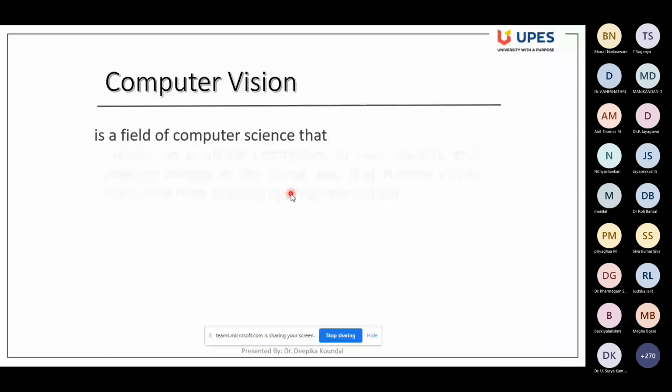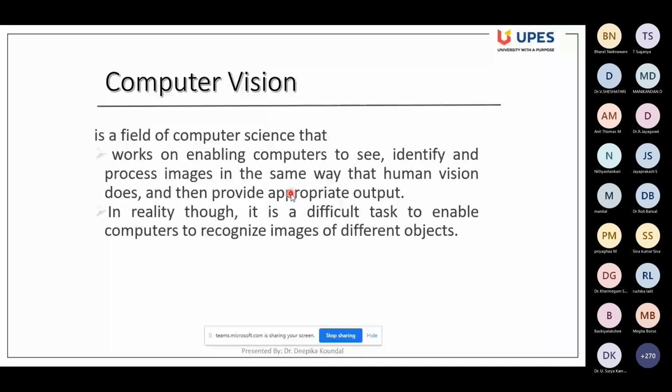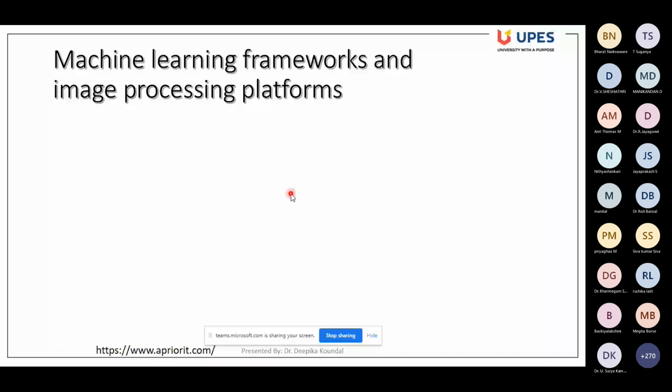So here computer vision comes. It is a field of computer science that works on enabling our computers to see, identify, and process images in order to recognize different objects. Here we are going to take a deep dive into machine learning image processing fundamentals, and we are going to discuss various technologies that we could leverage to build state of the art algorithms on image data.